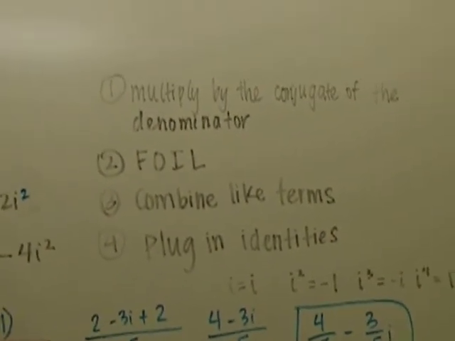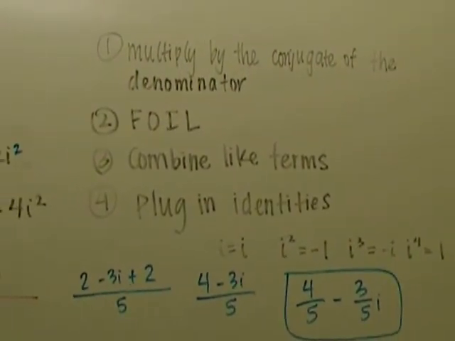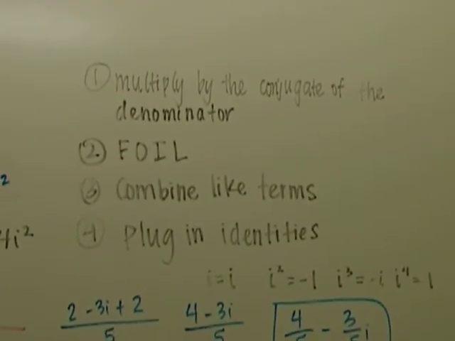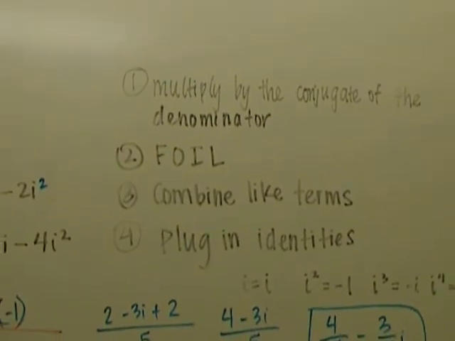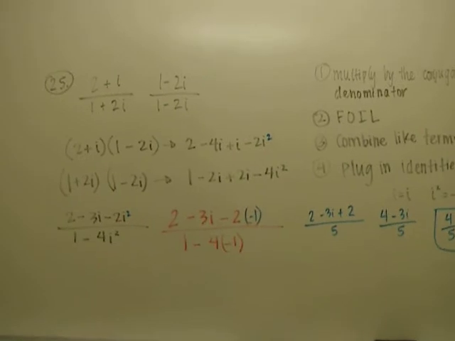So just to review, the steps for when the question is simplify an expression and they're dividing: you first multiply by the conjugate of the denominator, then you FOIL, then you combine like terms, then you plug in the identities. And that's what we've done here, and it's easy as pie.